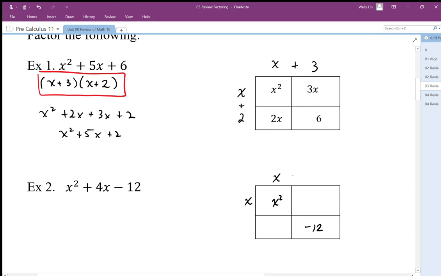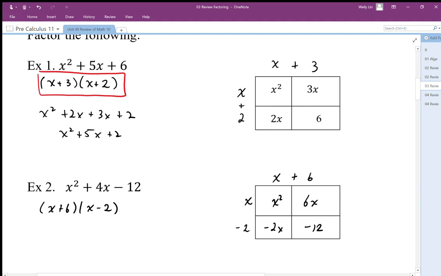The only way to make this work then is we're going to use positive 6 to give us a 6x here, and negative 2 to give us a negative 2x here. So negative 2 times positive 6 is negative 12. These two areas add up to the positive 4x. So there we go. We have our area involved here, so our length and width to give us that area. So x plus 6 times x minus 2. Okay, so there's our factored form.